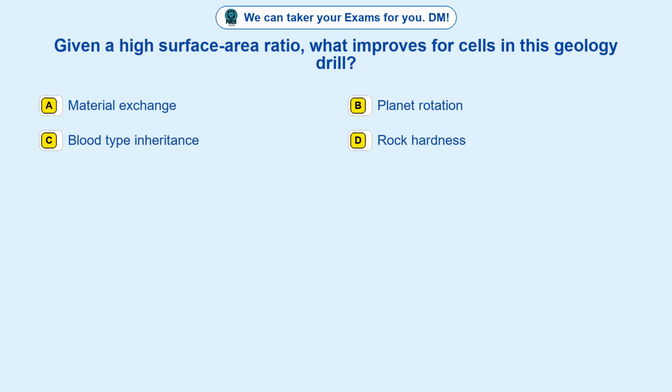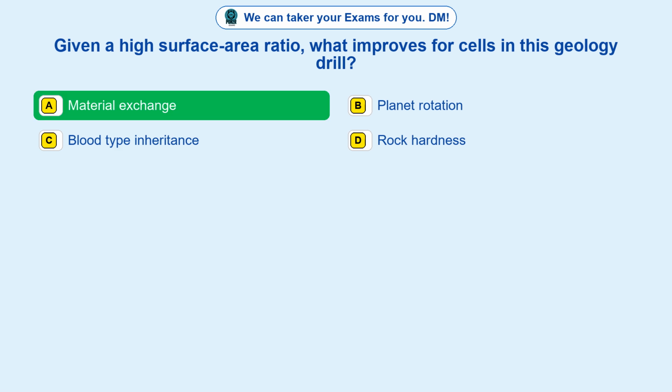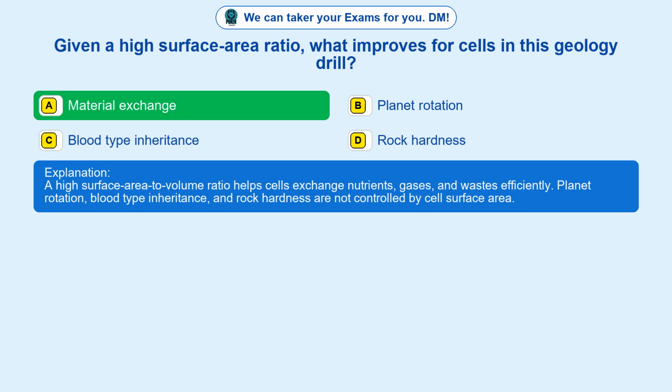Question 26. Given a high surface area ratio, what improves for cells in this geology drill? Option A, material exchange. Option B, planet rotation. Option C, blood type inheritance. Option D, rock hardness. The correct answer is option A. Material exchange. A high surface area to volume ratio helps cells exchange nutrients, gases, and waste efficiently. Planet rotation, blood type inheritance, and rock hardness are not controlled by cell surface area.